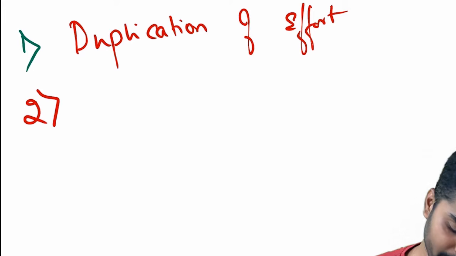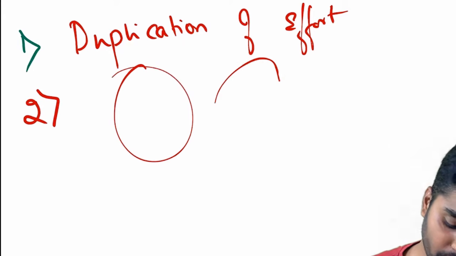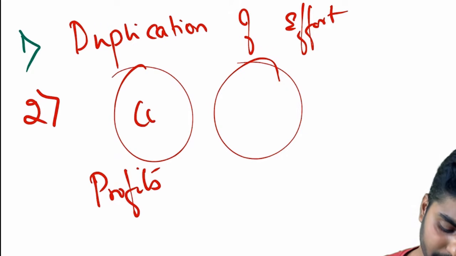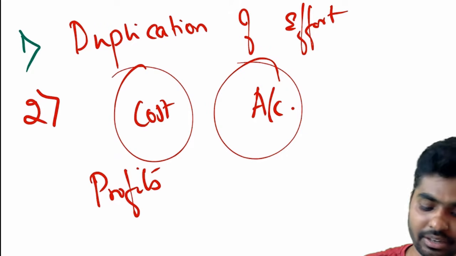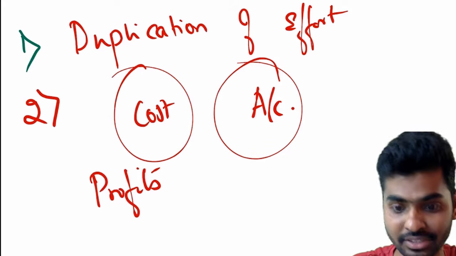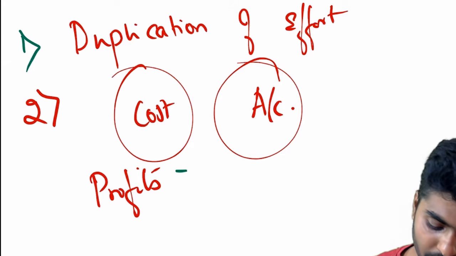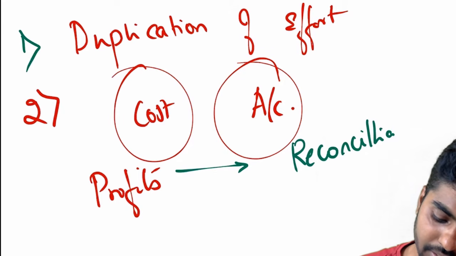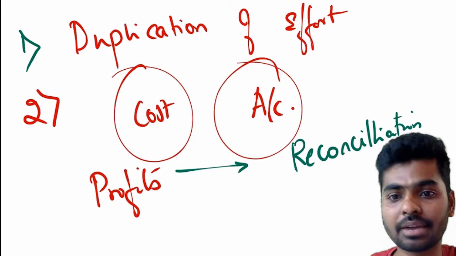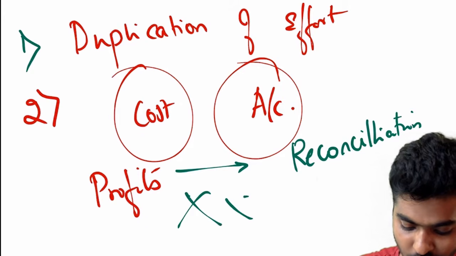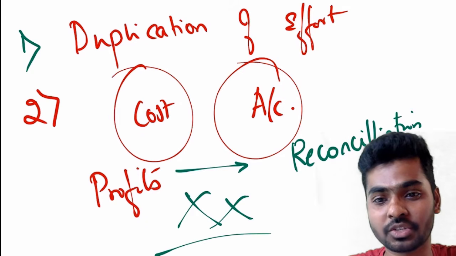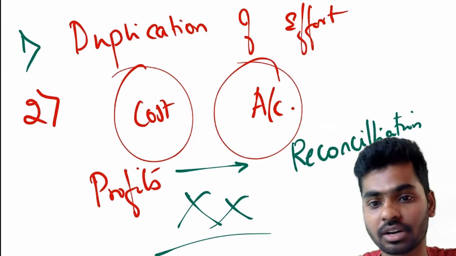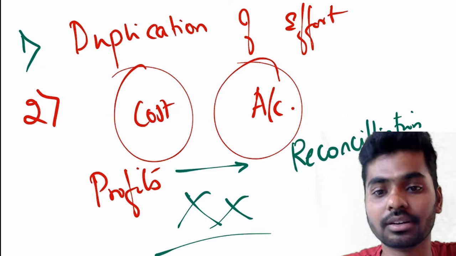Second one is, when I do cost accounting and financial accounting, both will show different profits. At the end of every accounting period, I should be doing reconciliation. Now since I am doing only one book, there is no need to do the reconciliation. So only one book will take care of doing both costing and financial accounting. There is no need to do reconciliation.